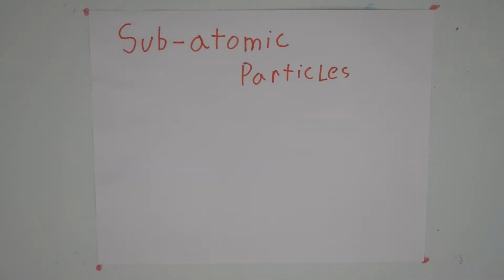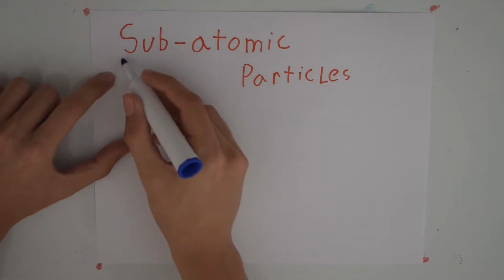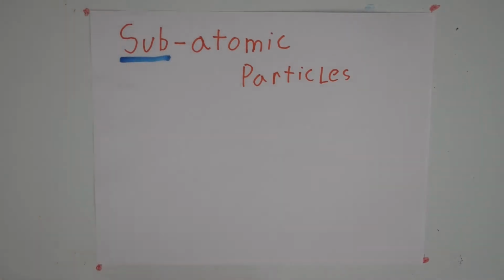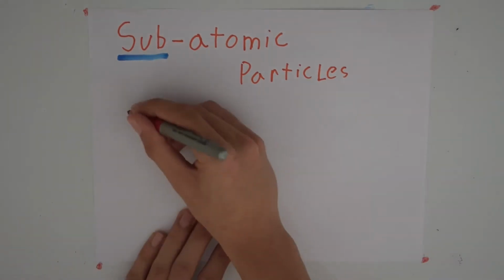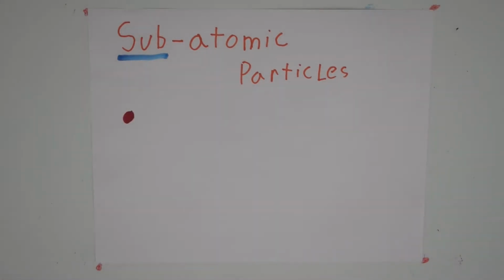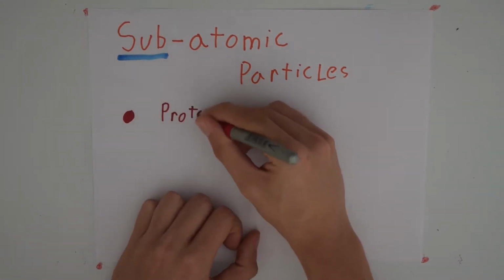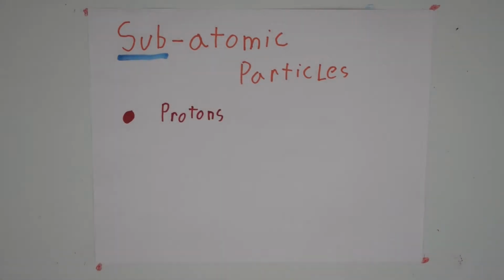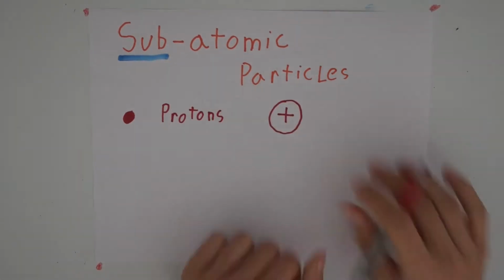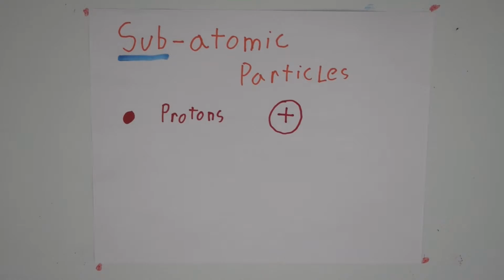The sub in subatomic gives a clue to what these particles are, as they are the particles that make up atoms. The first of these particles that we need to talk about are called protons, and these are particles that have a positive charge. They're usually shown in standard drawings and diagrams with the color red, because that's associated with a positive charge.